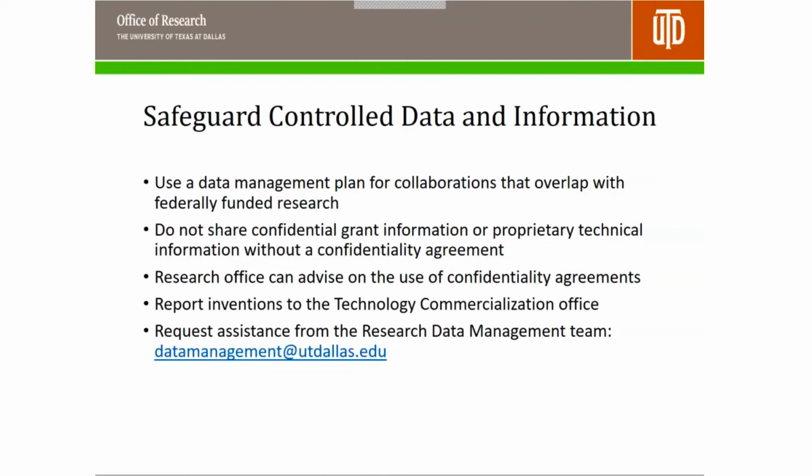And then if you have questions on the data management side, we have a research data management team who can help you in terms of setting up data management plans, asking you questions, particularly on your information security controls, and how you can securely share pre-publication research data with other collaborators from other institutions.